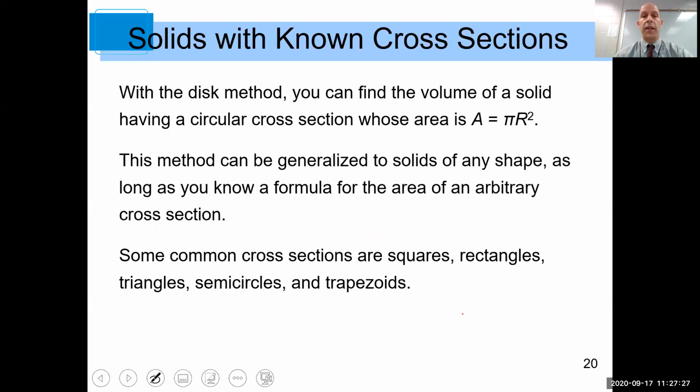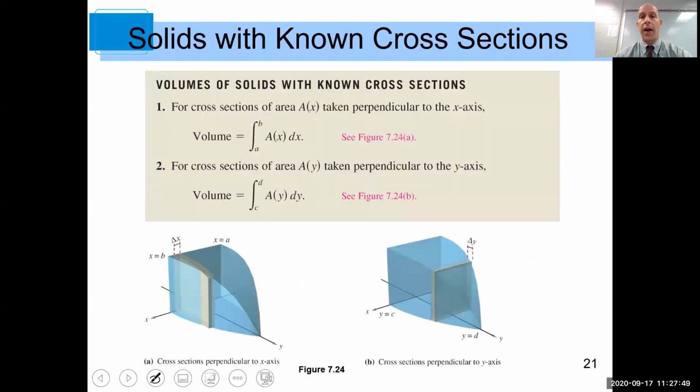Okay, with the disc method, you can find the volume of solids with circular cross sections whose area is A equals pi big R squared. This method can be generalized to solids of any shape as long as you know the formula for the area of the arbitrary cross section. Some common cross sections are squares, rectangles, semicircles, and trapezoids. So that leads us to our final discussion, which is the volume of a known cross section method.